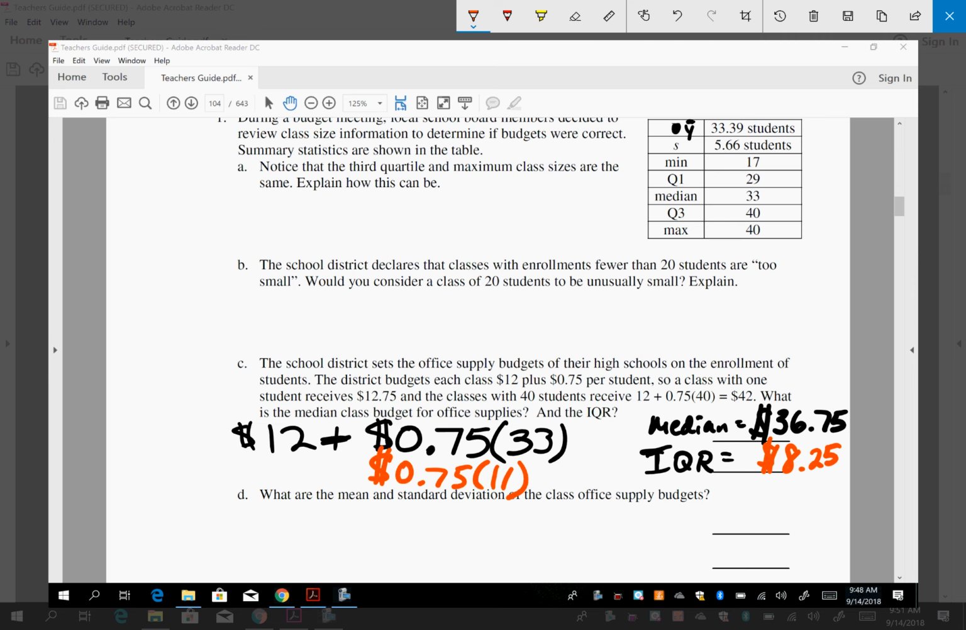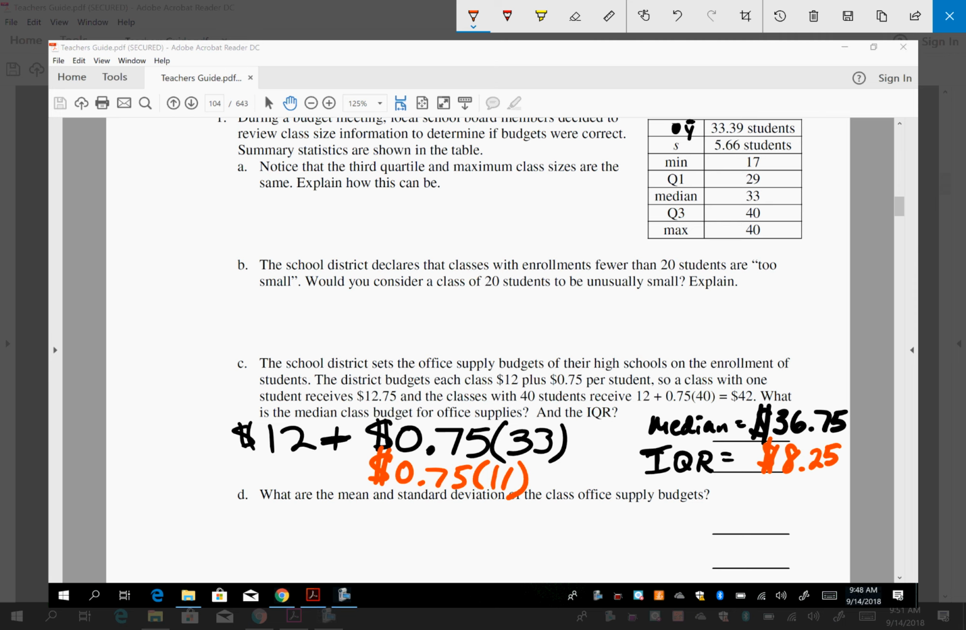$8.25? All right. Any questions on that? Yes, for sure. Measures of spread, like IQR and standard deviation, are only affected by multiplying and dividing. Standard deviation. Okay? Measures of center, like median and mean, are affected by everything: adding, subtracting, multiplying, dividing. What's up? Okay.